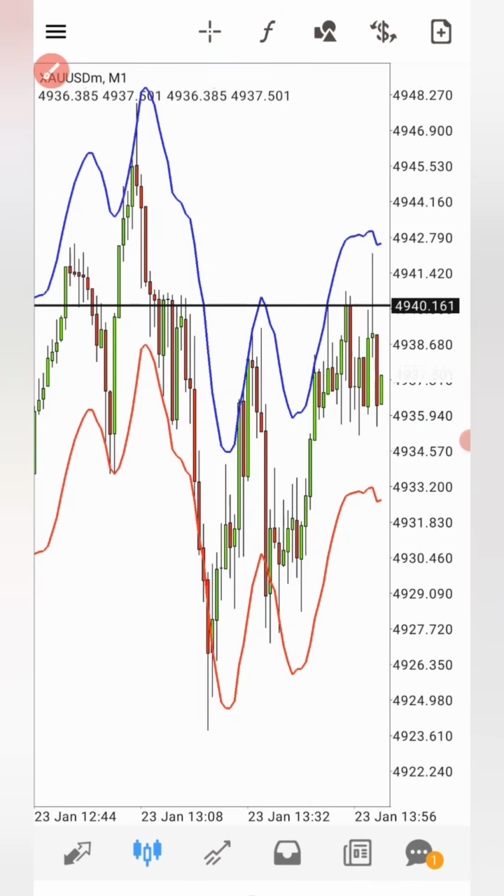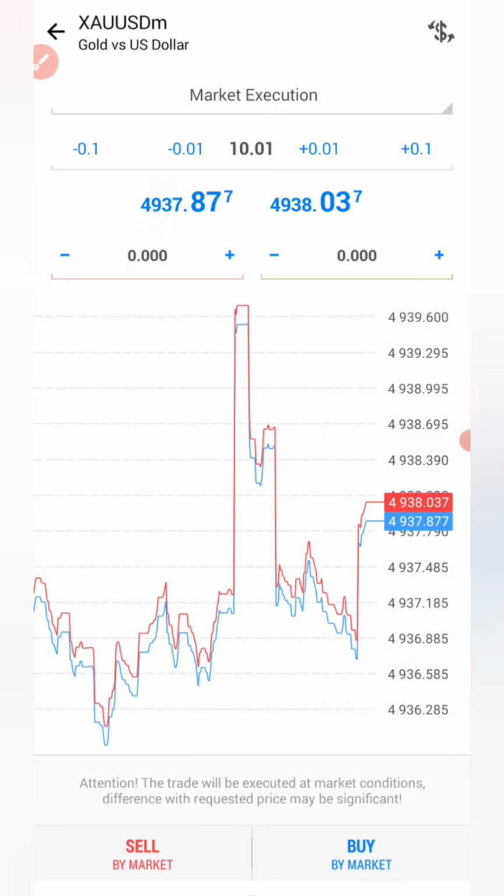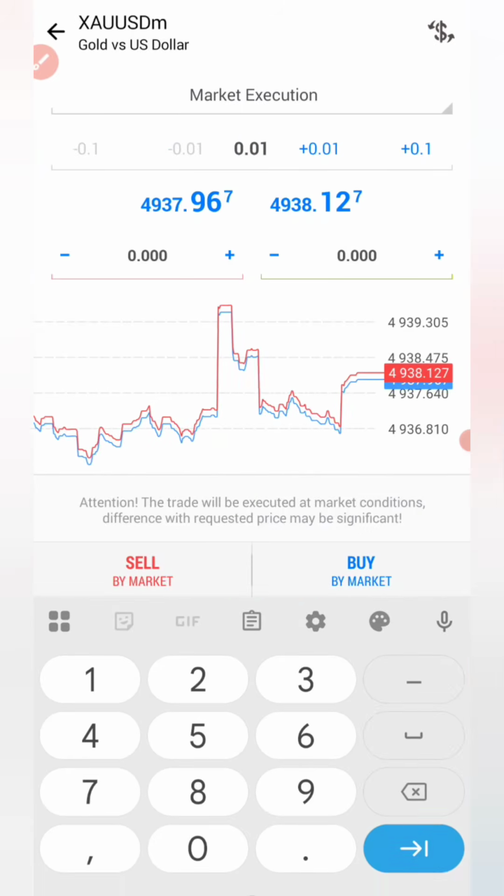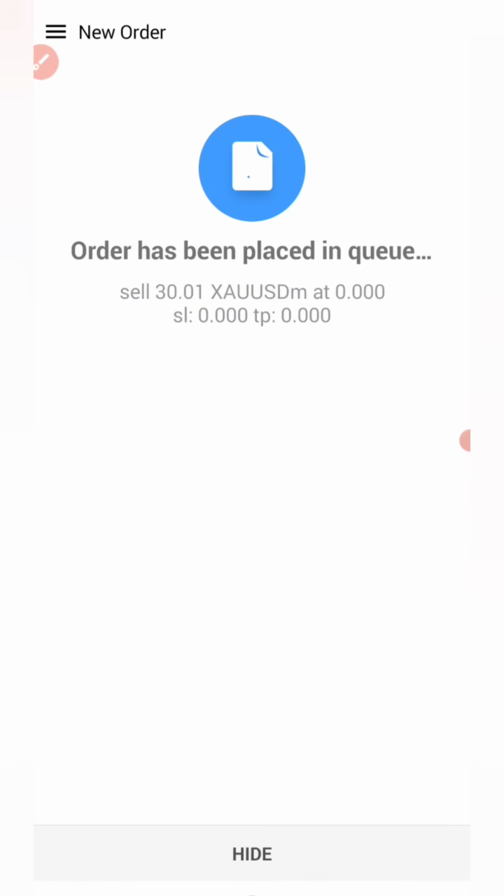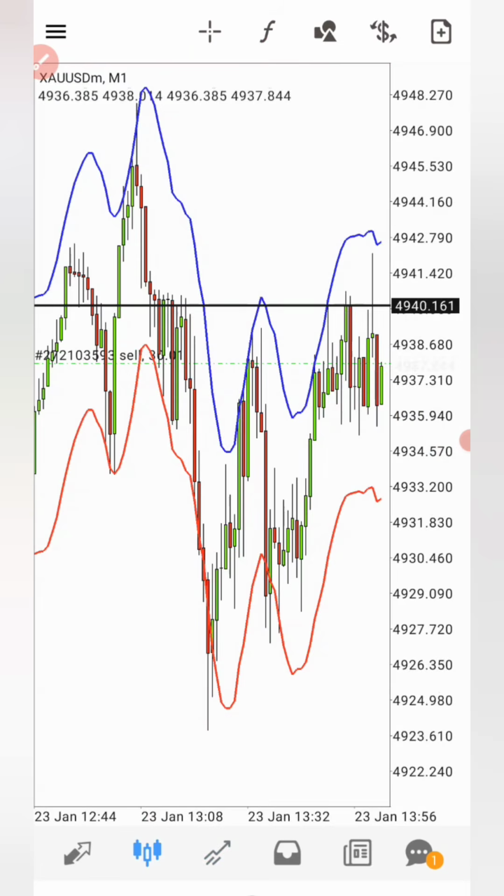Now let's see, it closed right around somewhere right around here. So now let's wait for it to push a little bit up so that we can actually enter a sell trade. So I'm going to enter a sell trade right here. Now I've entered a sell trade.